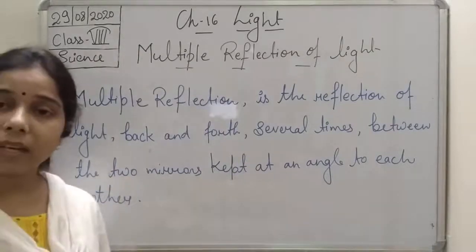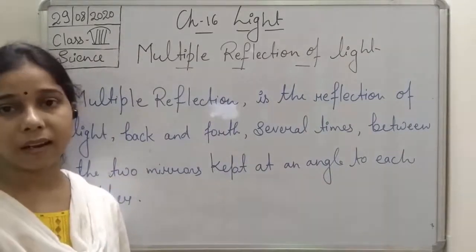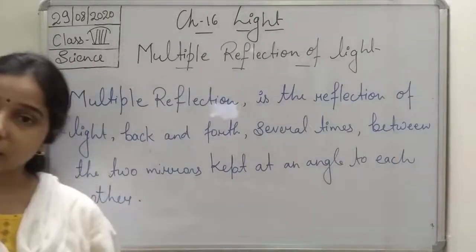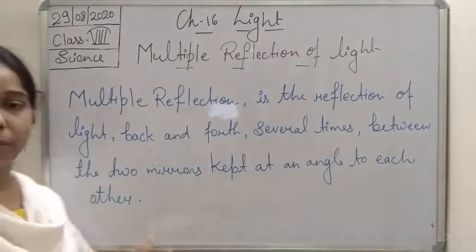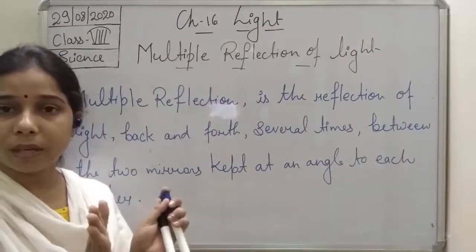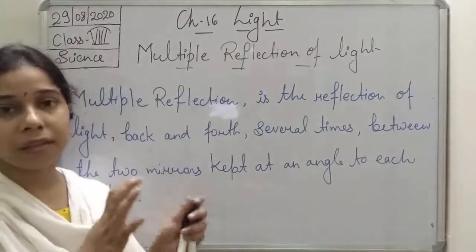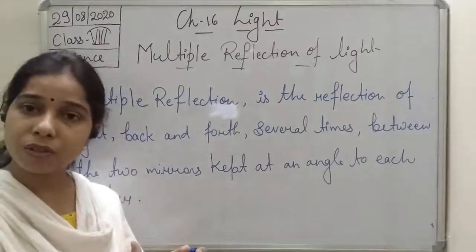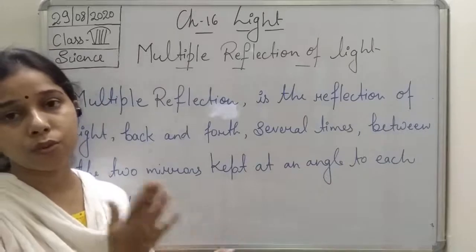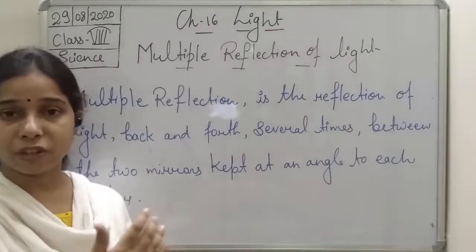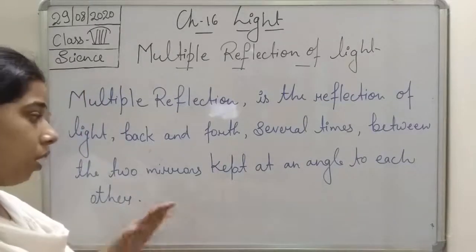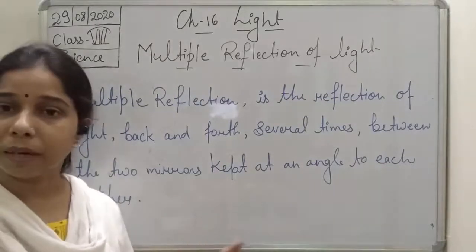Okay, so if two mirrors are there and they are kept at an angle to each other, students, the reflection takes place in both of the mirrors. What will happen is that one reflection occurs here, then that light ray goes to the other mirror, again a reflection occurs, then that light goes to the other mirror. So multiple, back and forth reflection occurs several times, and due to this there is a formation of multiple images.